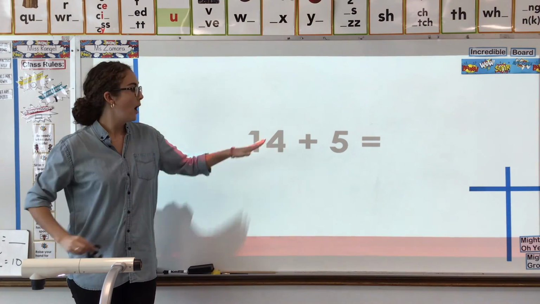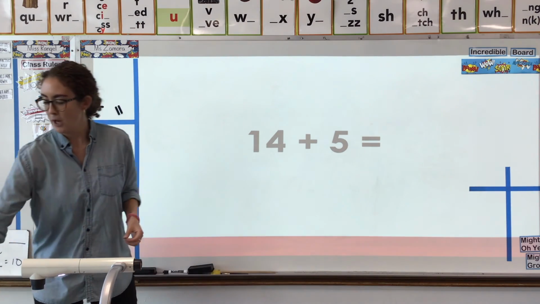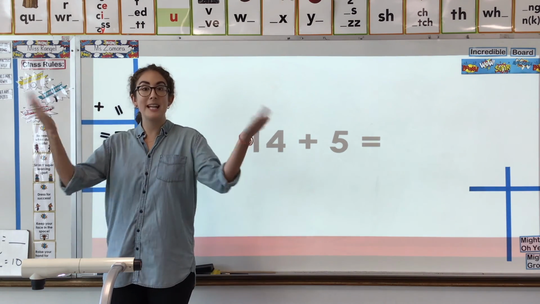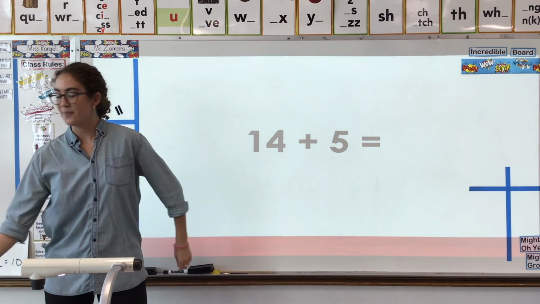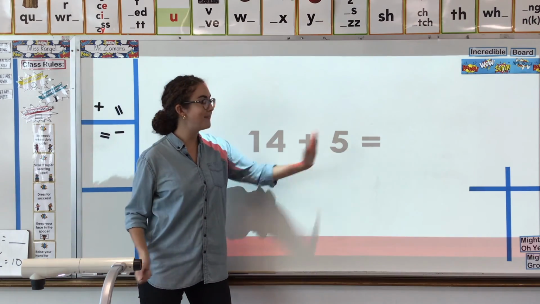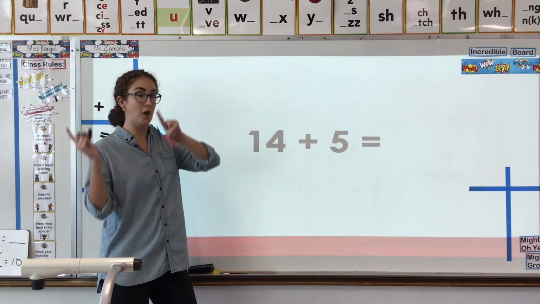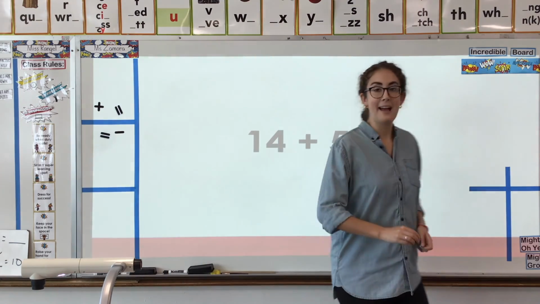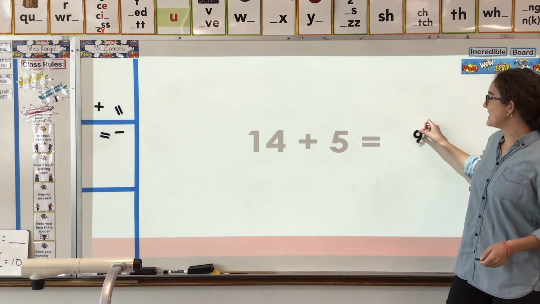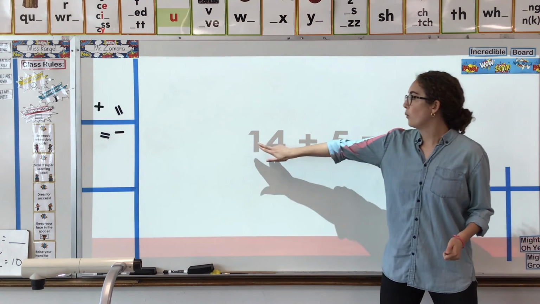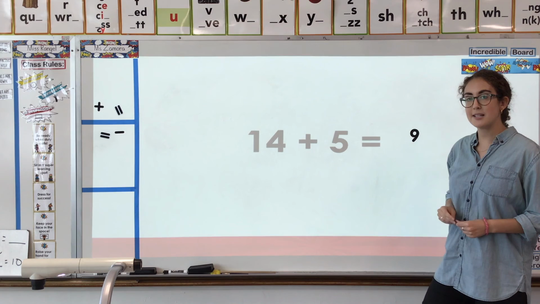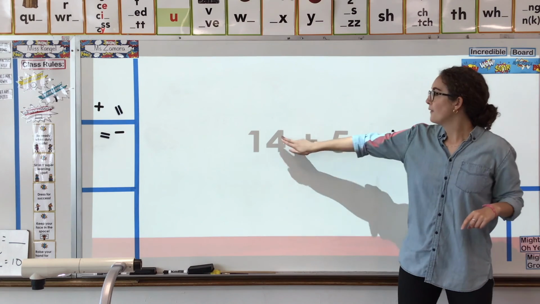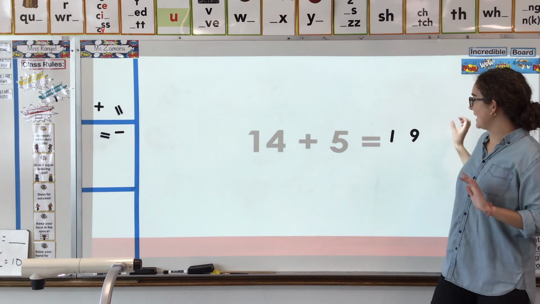Okay, what about 14 plus 5? 14 plus 5. What would that be? We're going to now add numbers in the same place. So 4 and 5 are in the ones place. They're all the way to the right. So 4 plus 5 is? It's 9. So 1 is going to be part of our answer, and that will be 19. 14 plus 5 is 19.